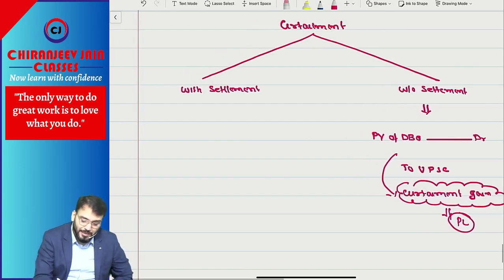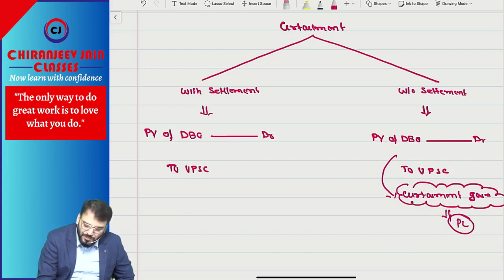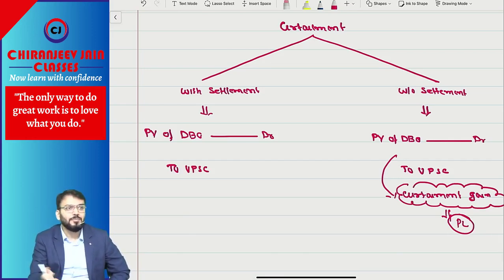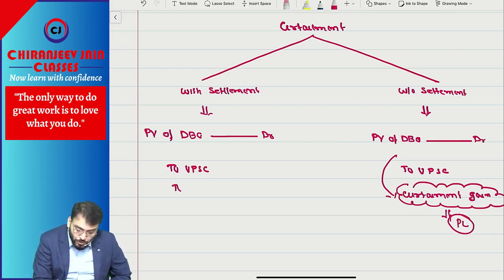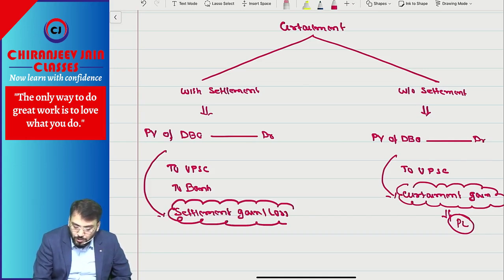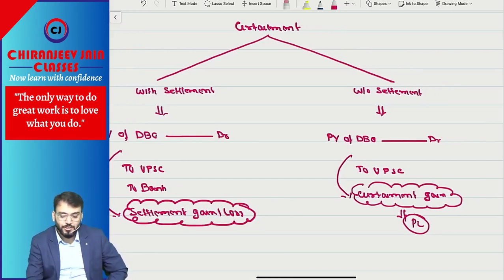If I am saying with settlement, then what journal entry? Present value of DBO debit, to unamortized past service cost, if any. It will not always be there. Correct. If any, then remove that also. To bank. The difference is known as settlement gain or loss. Understood? If you are paying more, it is a loss. If I am paying less, it is a gain. Got this point?